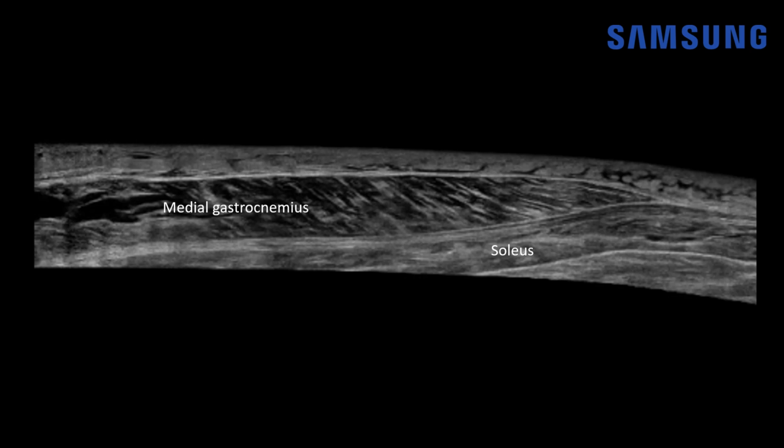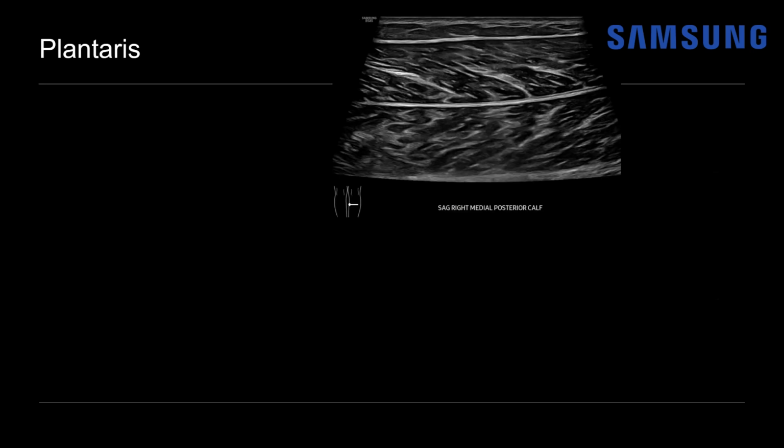And then notice how there's this trilaminar appearing structure, these three echogenic lines here, interposed between the medial gastrocnemius and soleus, and that's more than just the two aponeuroses. There's also this thin echogenic line between them, and that represents the plantaris tendon.